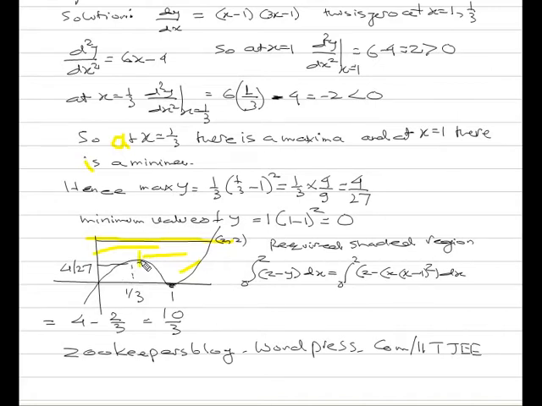Here there is a maxima, 4 by 27, within this region, otherwise the value of y can grow up more, and the minimum value is of course 0. We can see it from the graph itself.